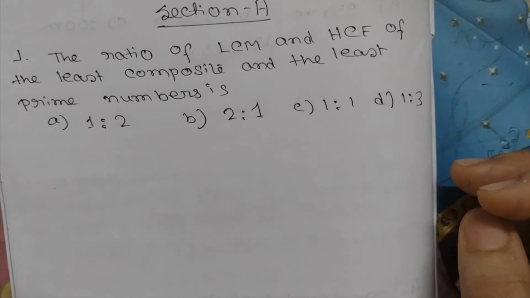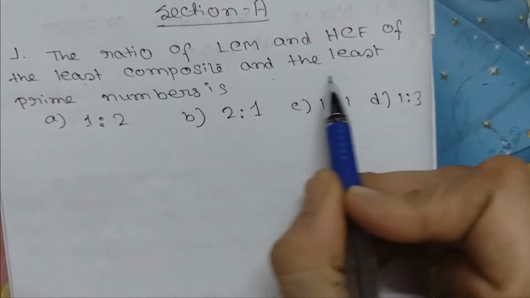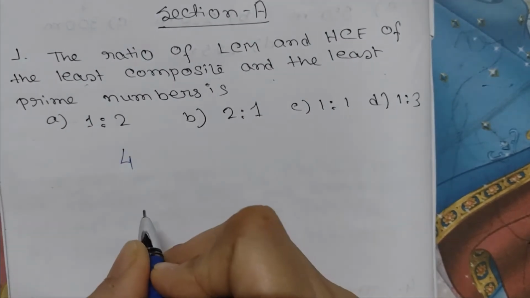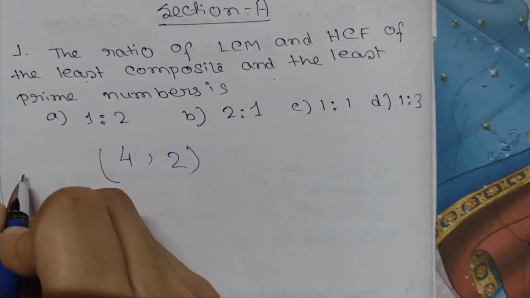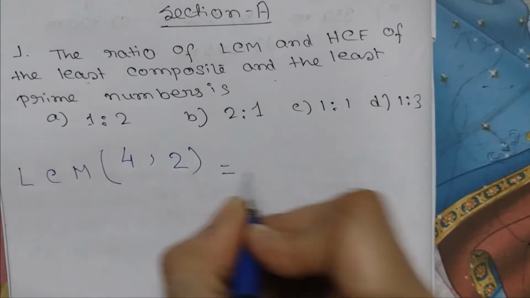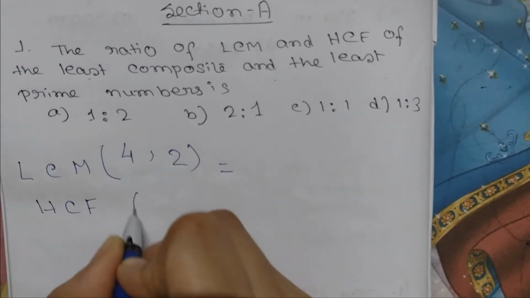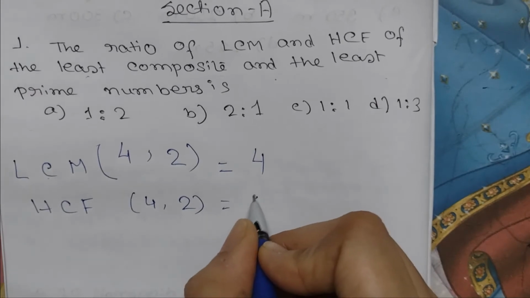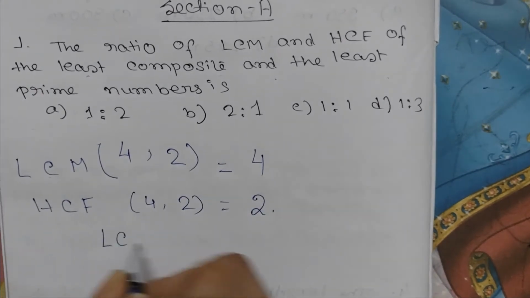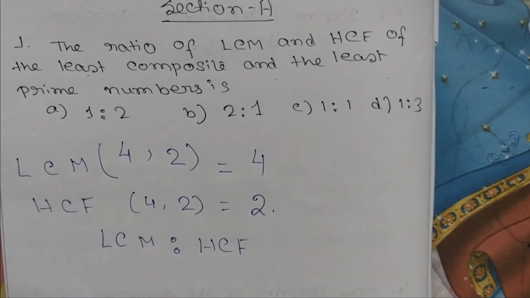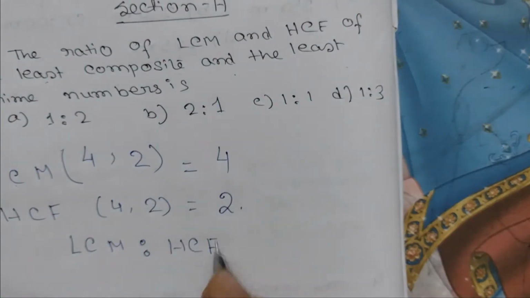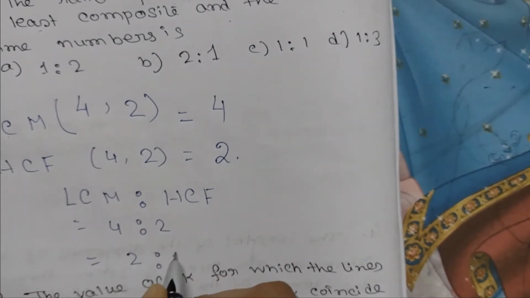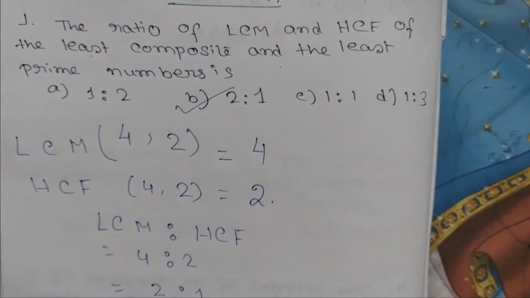It says: the ratio of LCM and HCF of the least composite and the least prime number is, there are 4 options. First, the least composite number is 4 and the least prime number is 2. So the LCM of 4 and 2 is 4 and the HCF of 4 and 2 is 2. Now let's find the ratio. We have to find LCM ratio HCF, not HCF ratio LCM. So LCM is 4 ratio 2, and in its lowest form the ratio is 2 ratio 1. So 2 ratio 1 is the correct option.